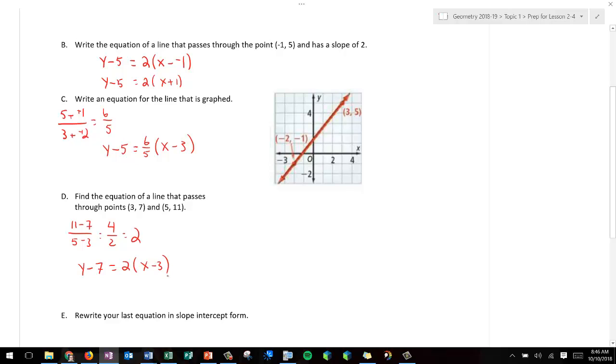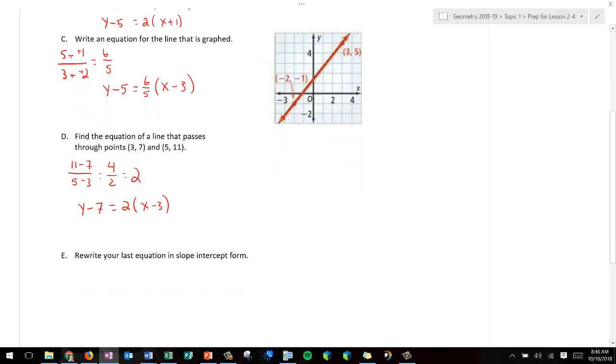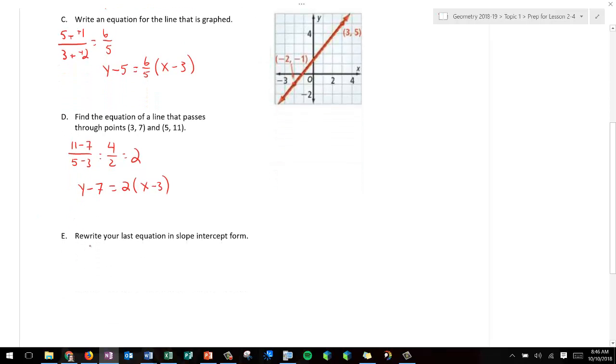If we wanted to see that in slope-intercept form, like they're asking for in E, I'm going to start with y minus 7 equals 2 times x minus 3. And I'm going to distribute that 2. So I've got y minus 7 equals 2x minus 6. And I'm going to add 7 to both sides. So I end up with y equals 2x plus 1.